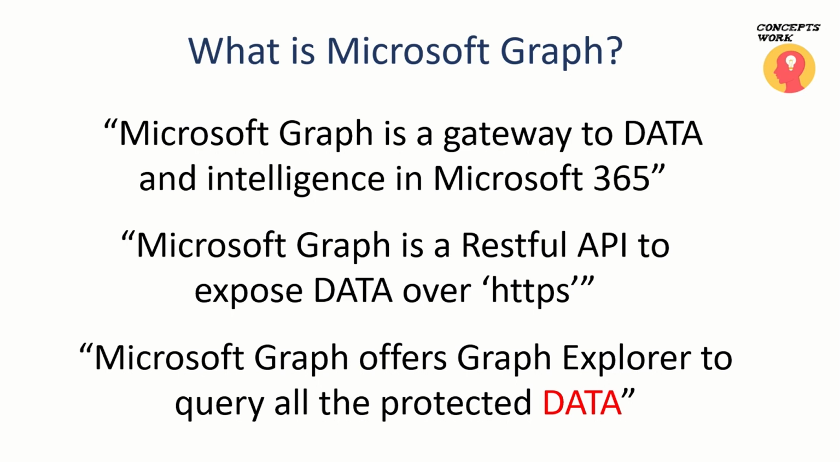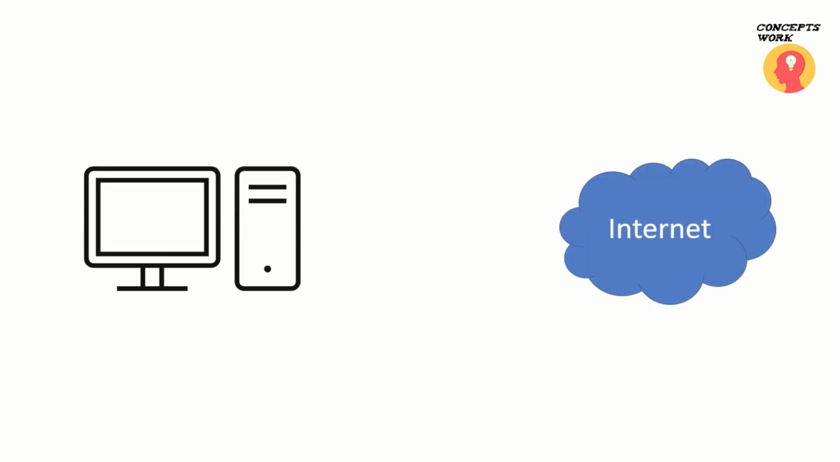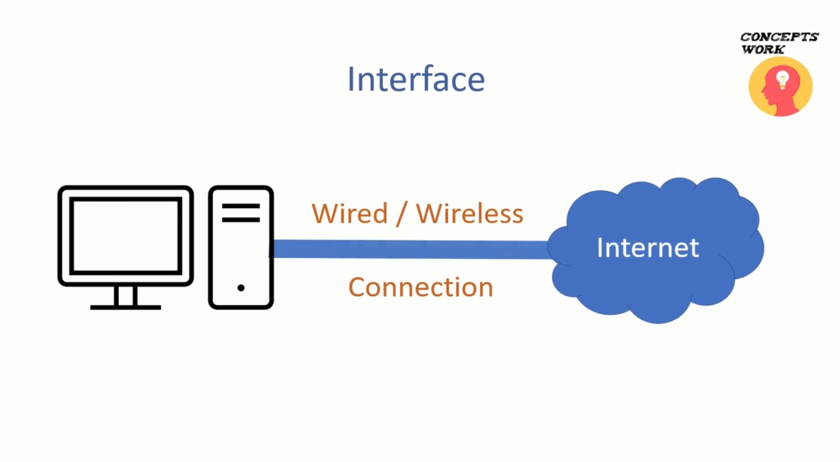Okay, let me begin with the easiest example which I can imagine. Think about a scenario wherein you have a machine, and on that machine you have to access the internet. The question comes, what is the first thing that you need? That could be a medium. According to me, that means a LAN cable or a wireless connection that you can connect to your machine and you have the internet access. I'm trying to make it as simple as possible.